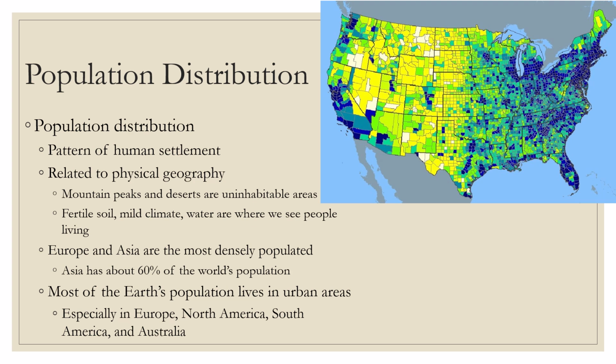And then population distribution is just where people are settling, and there's lots of different factors for that. There's a reason why people settle in specific places. Generally, it's related to our physical geography. So you can't really live on top of a mountain peak. Some you can, but for the most part you're not going to. Same with deserts. You're probably not going to live in the desert. Not saying it's impossible, not saying that people don't, but generally you're not going to see people living there. We see people settle in areas that have fertile soil, a mild climate, and water.